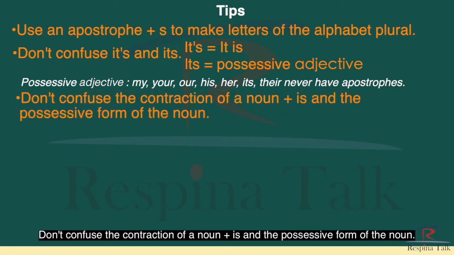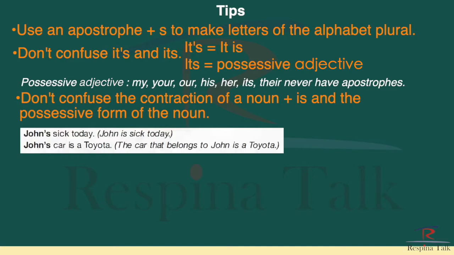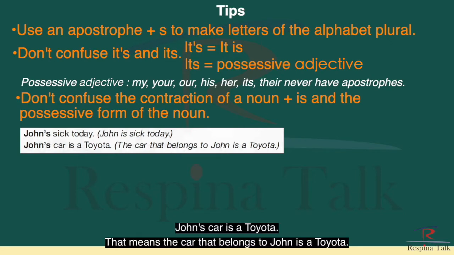Don't confuse the contraction of a noun plus is and the possessive form of the noun. For example, John's sick today. This is, John is sick today. And John's car is a Toyota. That means the car that belongs to John is a Toyota.